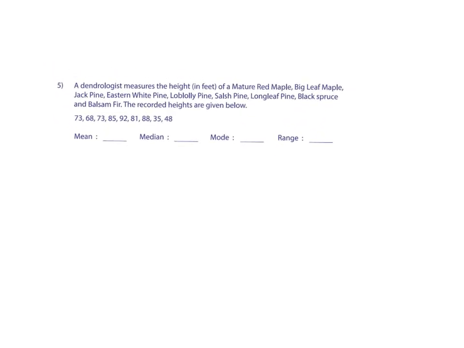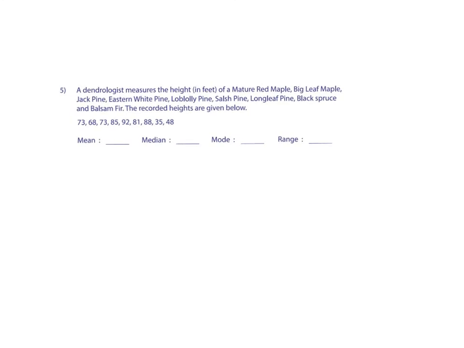So there are some other examples for you. Here's one, for example, about a dendrologist that measures the height of different trees. This person is asked to record some data about it. So he has found the height of these trees, and you're going to calculate the mean, the median, the mode, and the range. It's just good practice for you to be calculating all those.